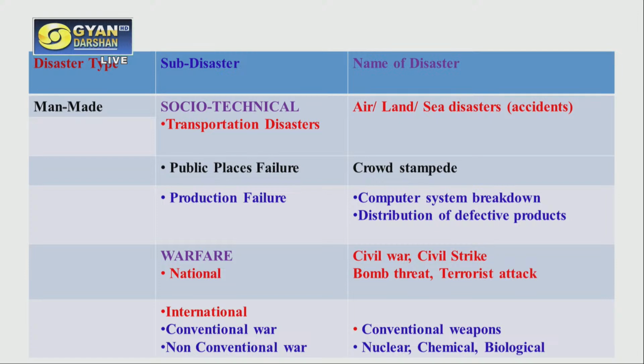Then production failure. There may be chances of computer system breakdown, because now we are very much dependent on the computers for our daily life work as well as our office work. Industries are working with the help of that network of the computers. So if there is a computer breakdown, then all business, all economic activities will shut down. So it is also a disaster.